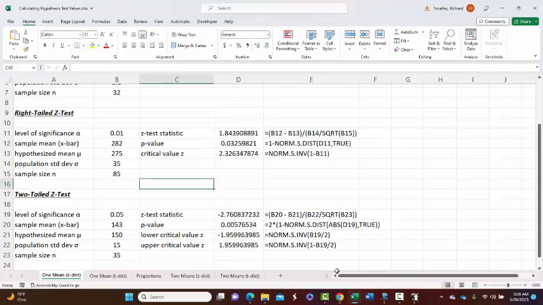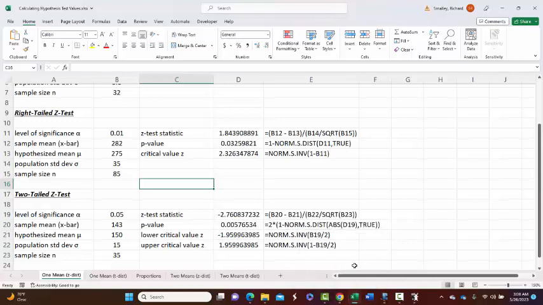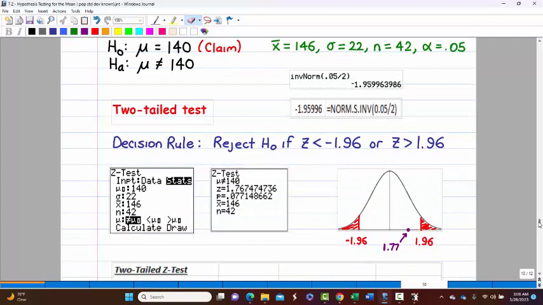All right, so let's see what we have here. And that means we're going to reject the H0. So this is the wording when it's two-tailed: if the test statistic z is less than negative 1.96, or if it's greater than positive 1.96.